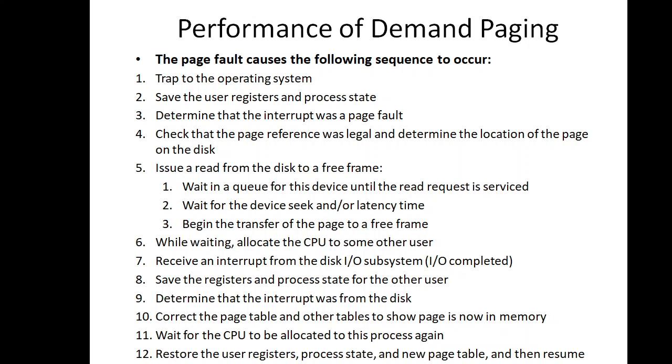Next step is we should issue a read from the disk to a free frame. So we have to issue a read operation from the disk to a free frame wherein we can allocate that particular page. In that, the following sequence occurs: wait in a queue for this device until a read request is serviced. Next, wait for the device seek and latency time, then begin the transfer of the page to a free frame.